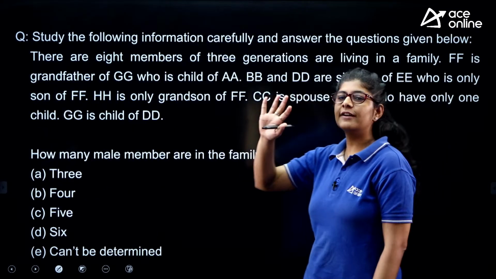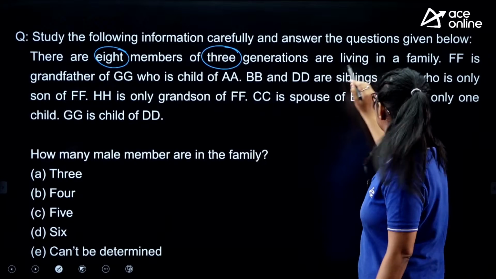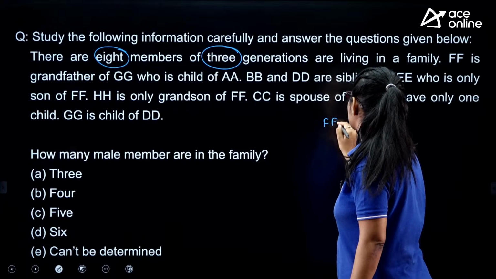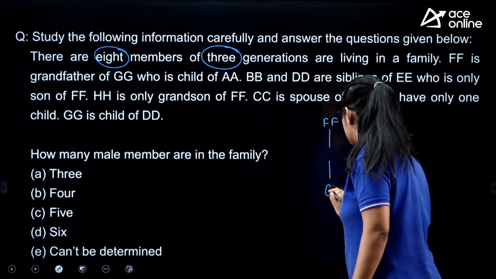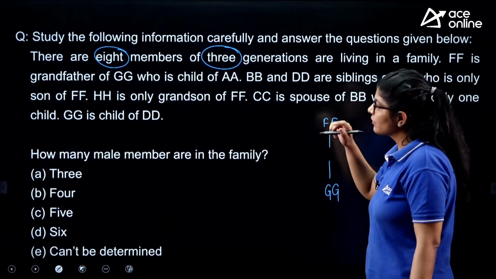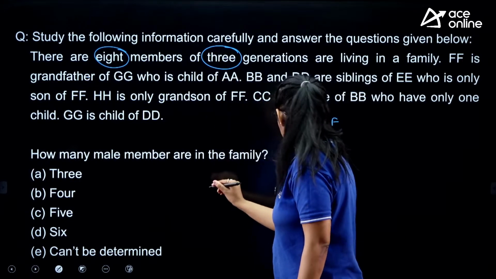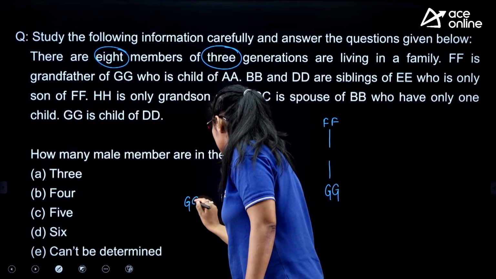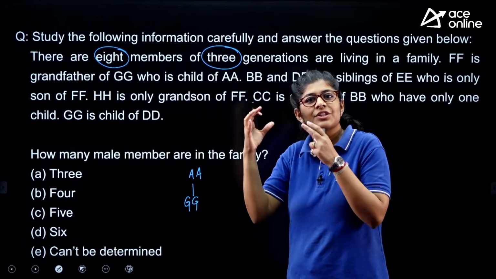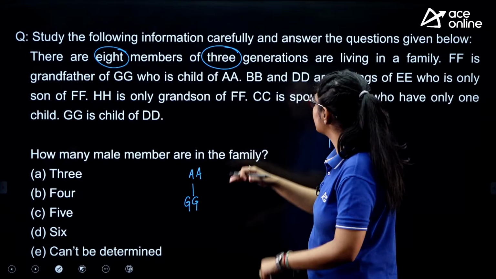So the question is saying that we have 8 members of 3 generations, right? FF is the grandfather of GG. Just to draw this diagram, I picked this question from the mains one. Who is a child of AA? It is given that GG is a child of AA. I am intentionally making the chart in small segments, and after that I'll merge them together.